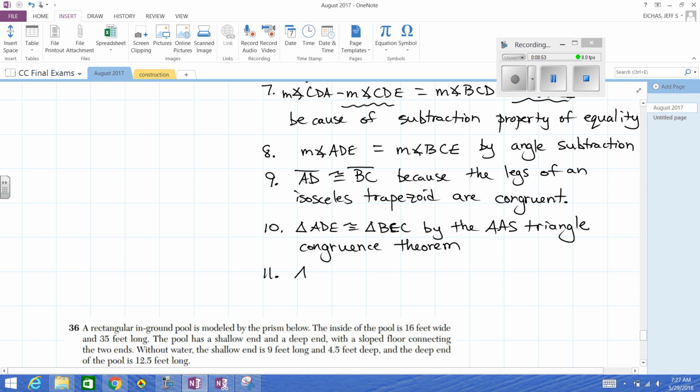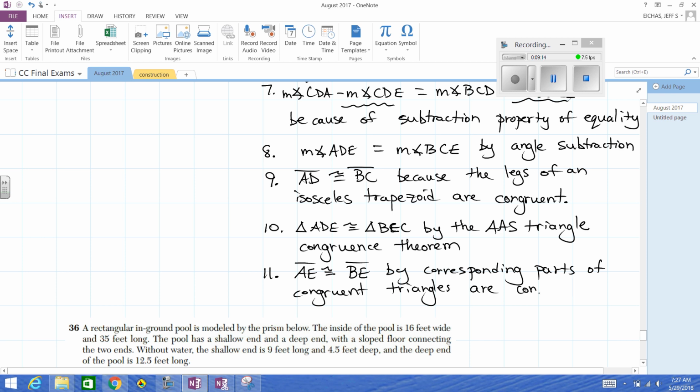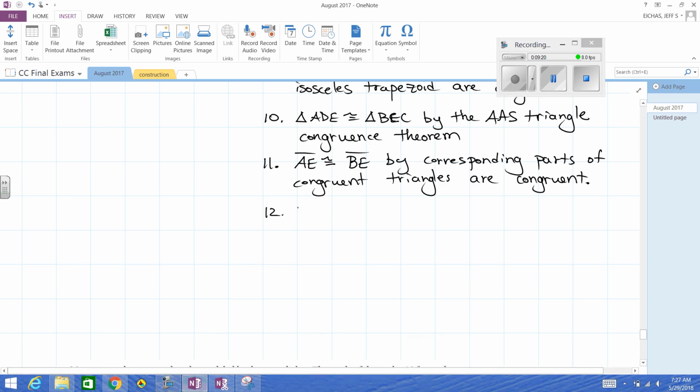We're going to have AE is congruent to BE by corresponding parts of congruent triangles are congruent. And 12, triangle AEB is isosceles because it has two congruent sides. Here it is.